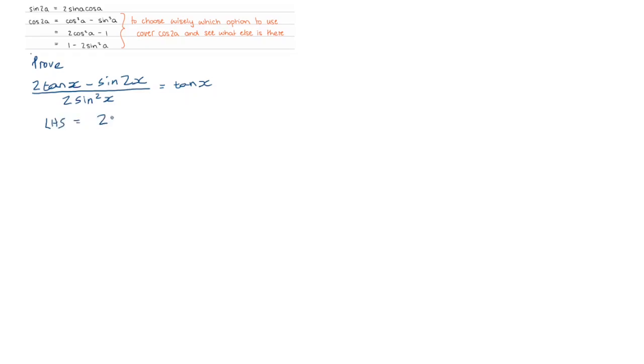So it's 2 tan, which is sine over cos, minus, and then I'm going to do the expansion, and that is all over 2 sine squared x. What's ending up happening on the top line is that I've got a common denominator now, and so I'm going to fix up the top line for a sec and just get everything over cos.